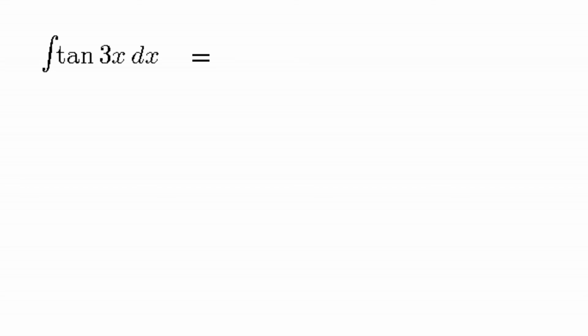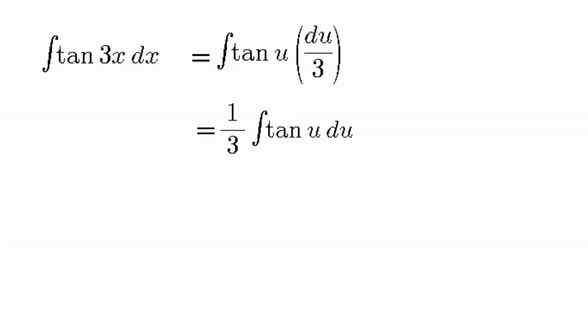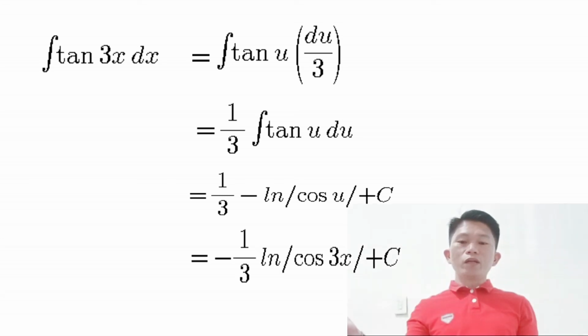So the integral of tangent 3x dx can be written as the integral of tangent u times du over 3. And then it is equivalent to 1/3 times the integral of tangent u du. Applying the integrals of trigonometric functions, it becomes 1/3 times negative ln of the absolute value of cosine u plus c. And our final answer is equal to negative 1/3 ln of the absolute value of cosine 3x plus c.